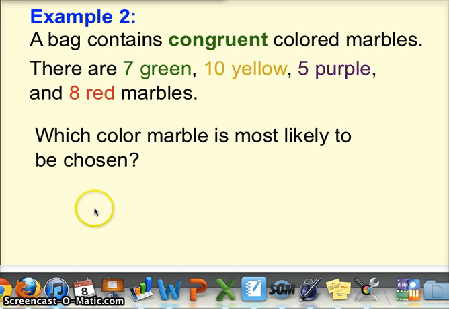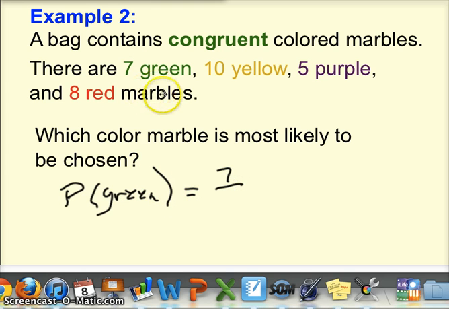So now if I want to compare the probability of choosing any of these colors, I can do that by writing the probability of each. So let's first take a look at the probability of green, which is 7 out of, and I almost forgot, I would like to add these all up to find out what the total is, because that's going to give us our sample space.